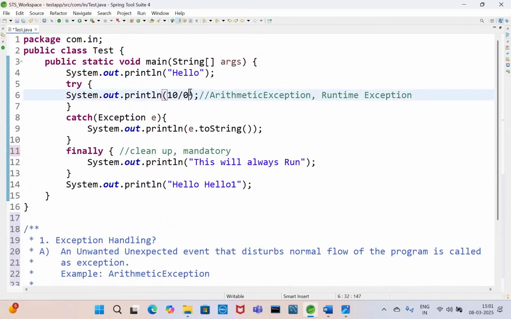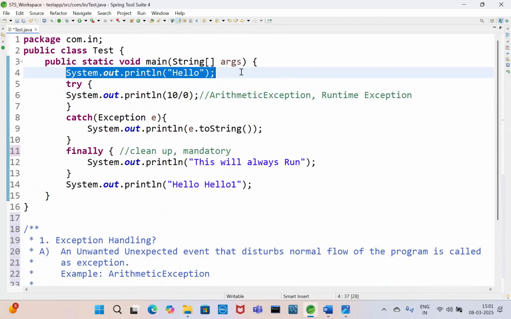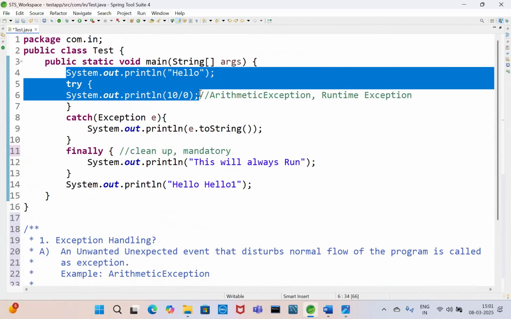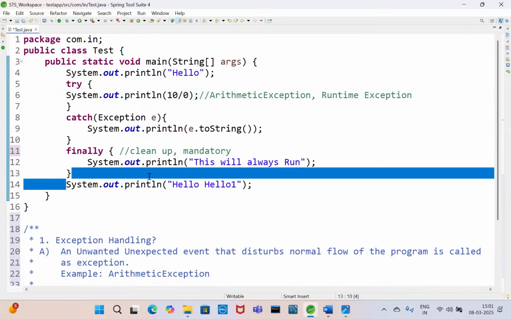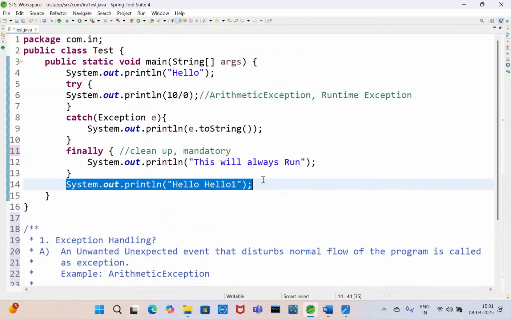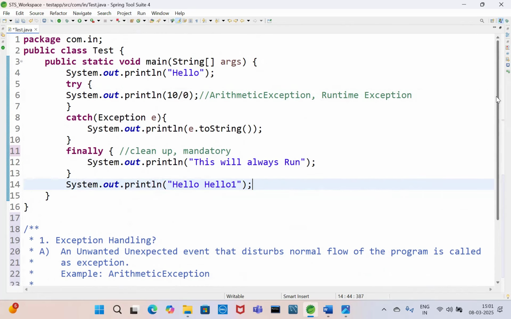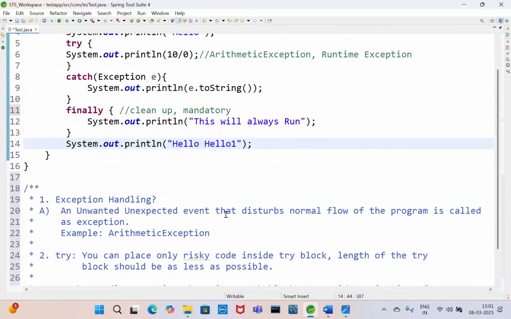So here exception is raised. First line is executed nicely. After that, at the sixth line, exception is raised. Because of that exception, the 14th line is not executed, so it terminated our program. Some disturbance will happen, right? So it's called exception. An unwanted, unexpected event that disturbs normal flow of the program is called an exception.